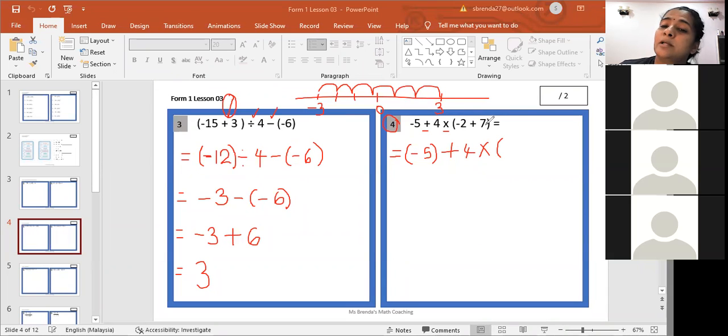So what is negative 2 plus 7, guys? 5, positive 5. Do you understand? Okay, now in our equation, we have an addition and we have a multiplication. Which one should we do? Multiplication. Yes, we got to do the multiplication. And this is a positive times a positive number. So keep your negative 5, plus, what is the answer for 4 times 5? 20. Good.